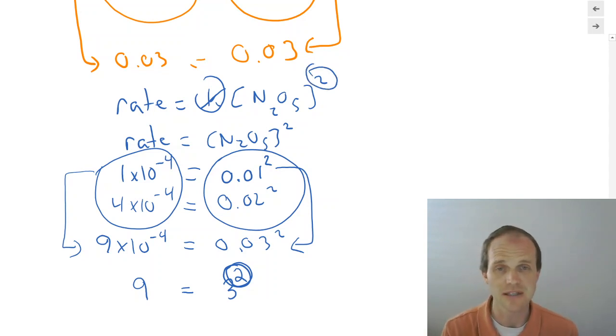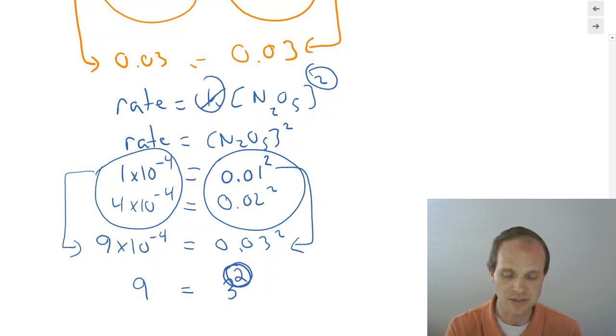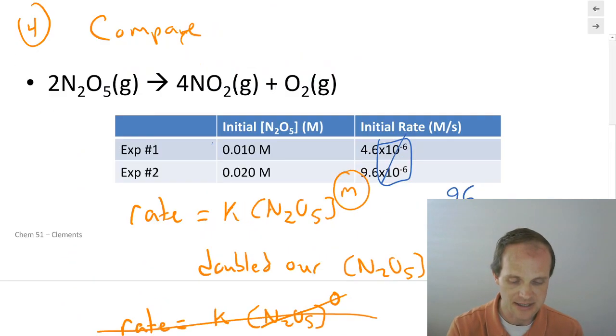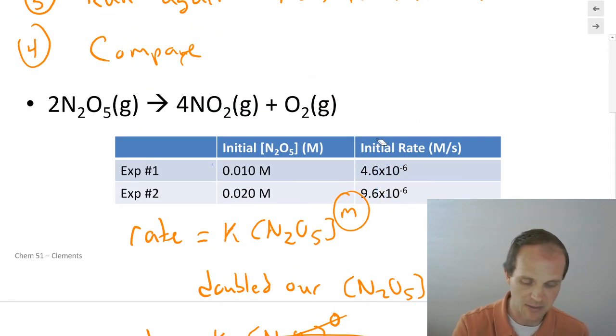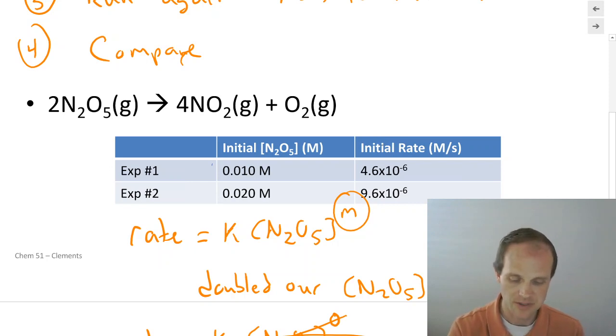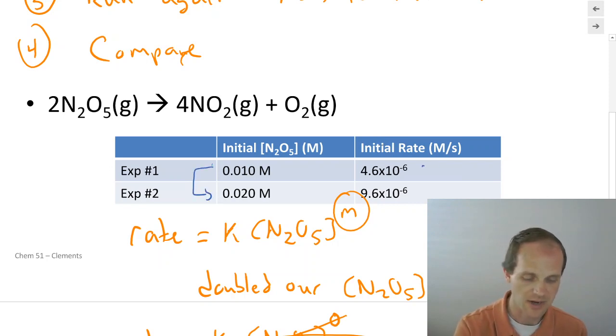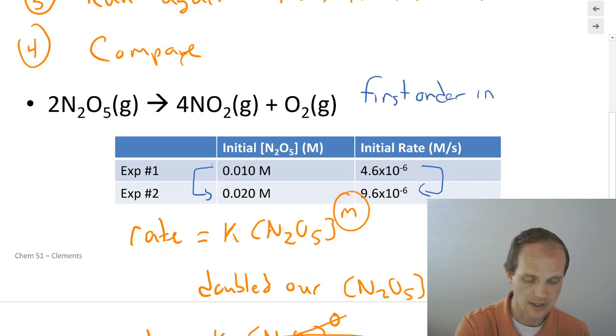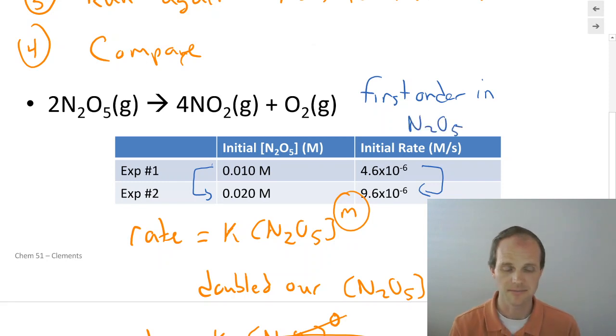But that's what we're doing in the initial rate method. We're actually comparing these two experiments, and we're saying, in this case, since when we doubled concentration, going from experiment 1 to experiment 2, our rate also doubled, that tells us that we are first order in N2O5. All right?